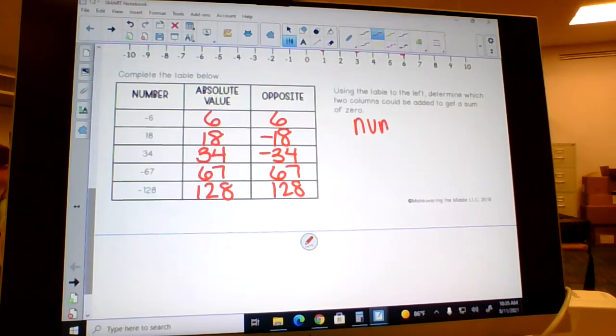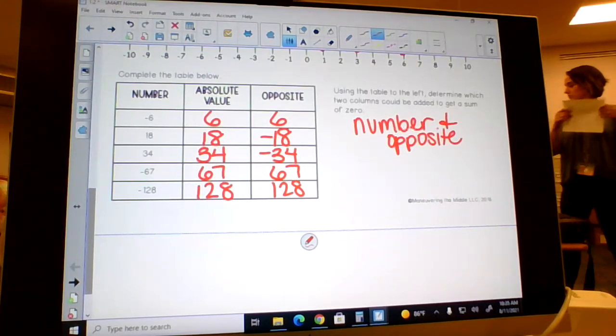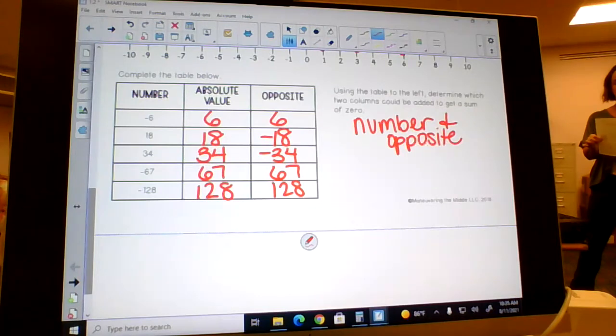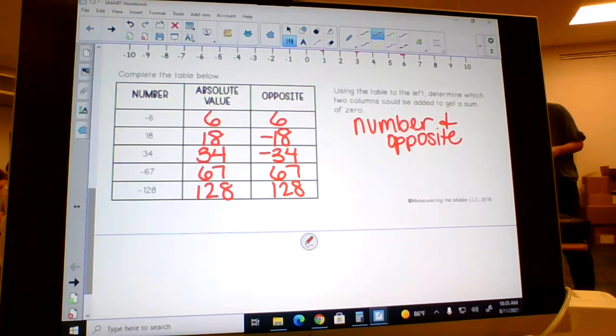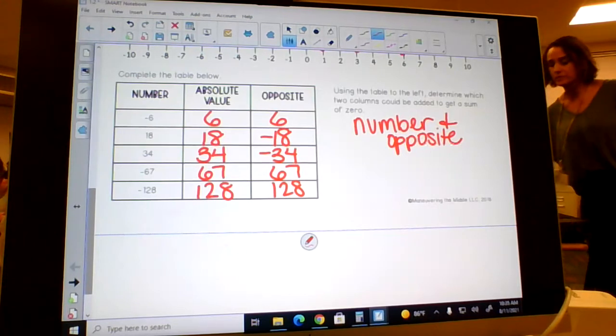Because what do you know about a number and its opposite? They're opposite signs, and when you add them together, they're inverses, they're complete opposites. They equal 0. So what's negative 6 plus 6? 0. What's 18 plus negative 18? 0. What's 34 plus negative 34? 0. So when you take the number and its opposite, you can always add them together to get 0.